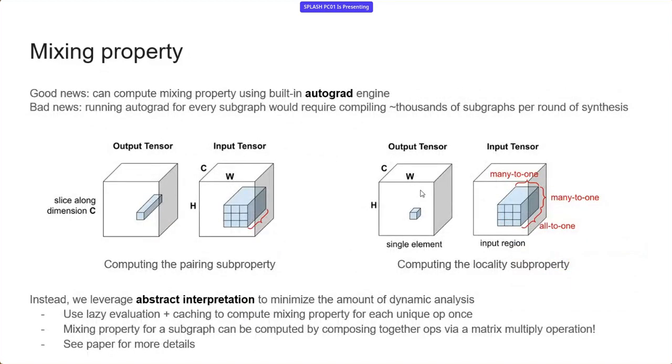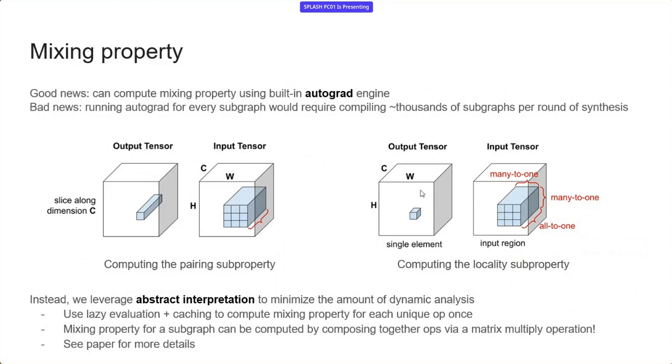Okay, so putting this all together, the mixing property gives us this coarse-grained information about how the dimensions are paired, as well as this fine-grained information about the shape of the linear kernel and the specific computation that's occurring within it. And so the good news is we can compute the mixing property using the built-in autograd engine that's standard now in deep learning. The bad news is that running autograd is inherently dynamic analysis because you have to compile it, so that's bad.